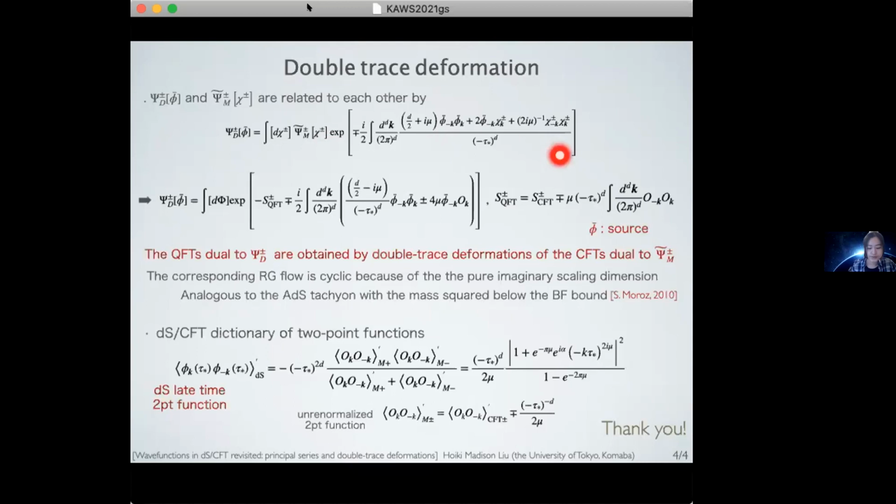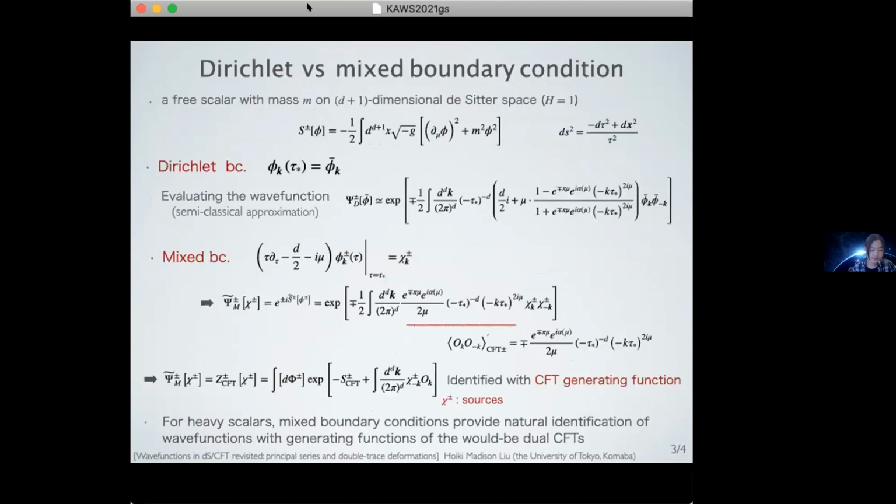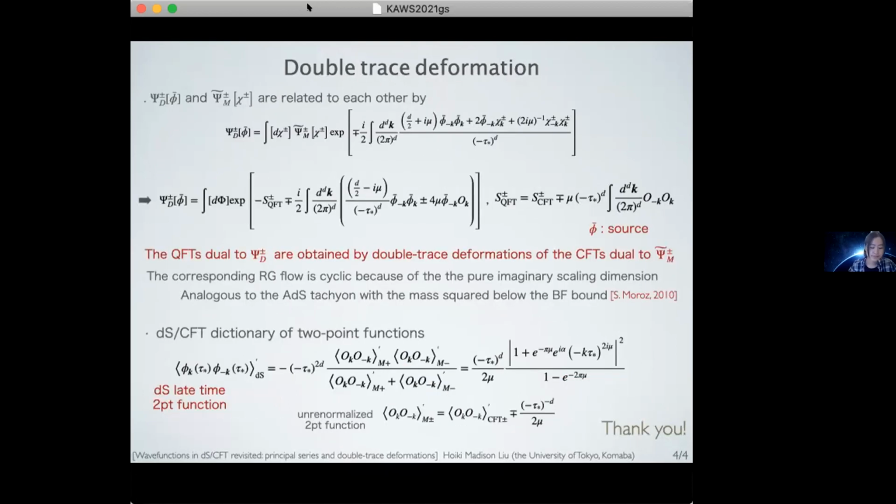So if we use this relation along with the previous expression for psi m tilde here, we obtained an expression for psi d as well. And we can see that it can be expressed in terms of a CFT action plus a double trace operator. And the rest of it are just irrelevant terms. So from this expression, we can conclude that the QFTs due to psi d are obtained by double trace deformation of the CFTs due to psi m tilde.